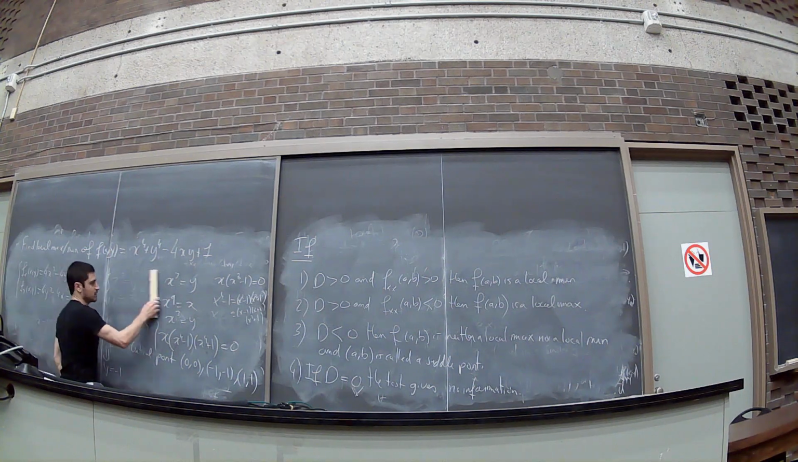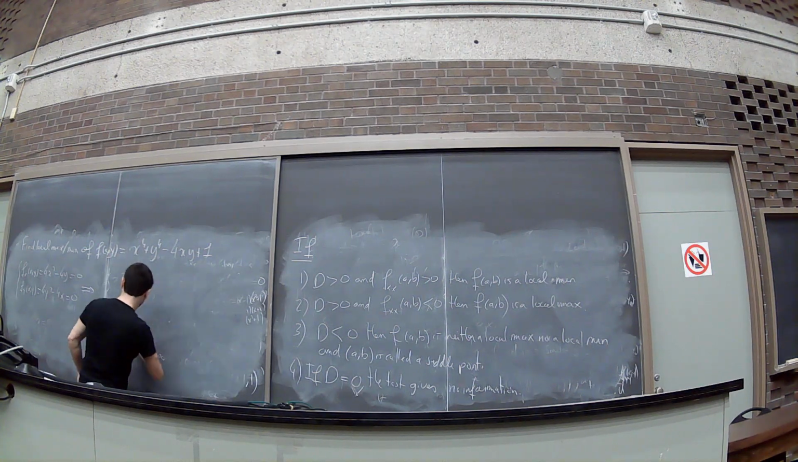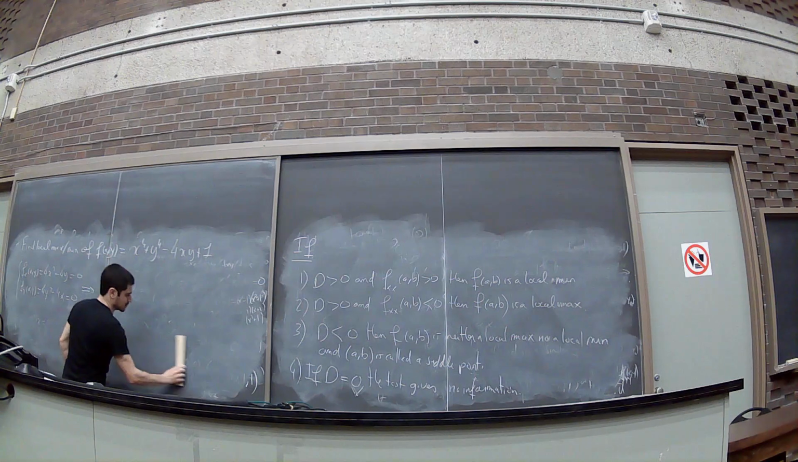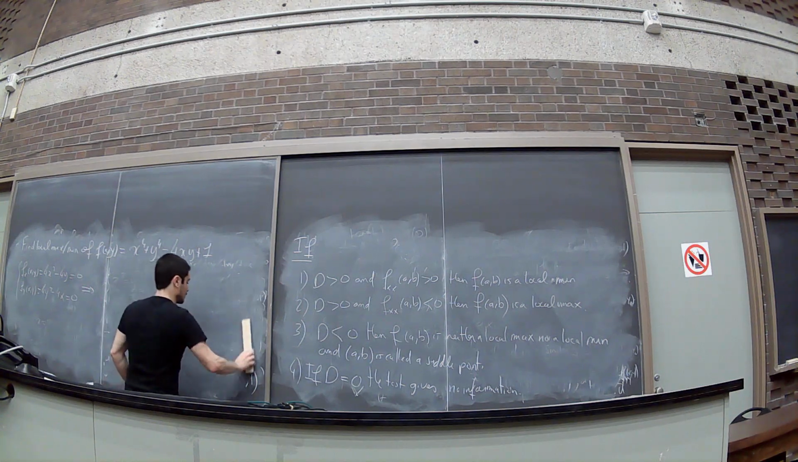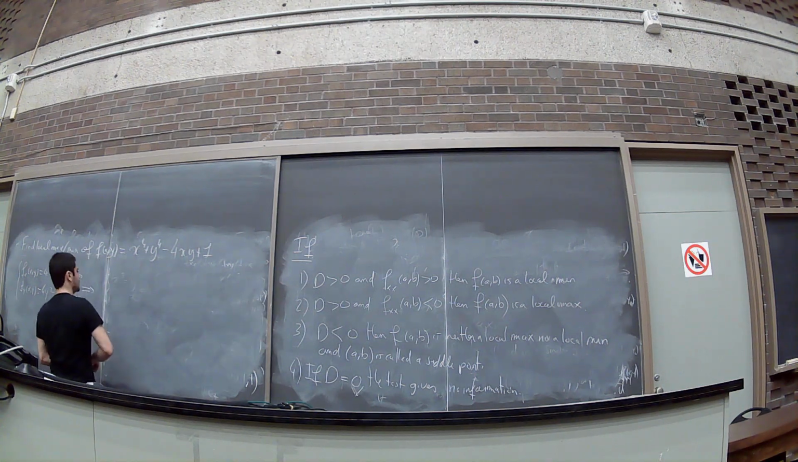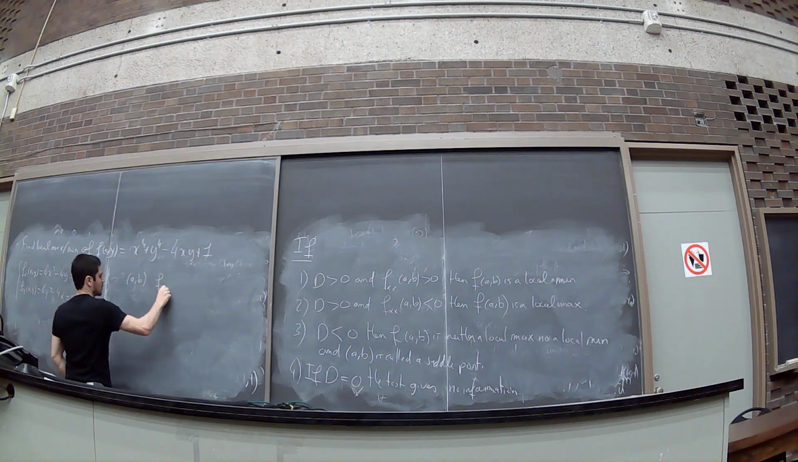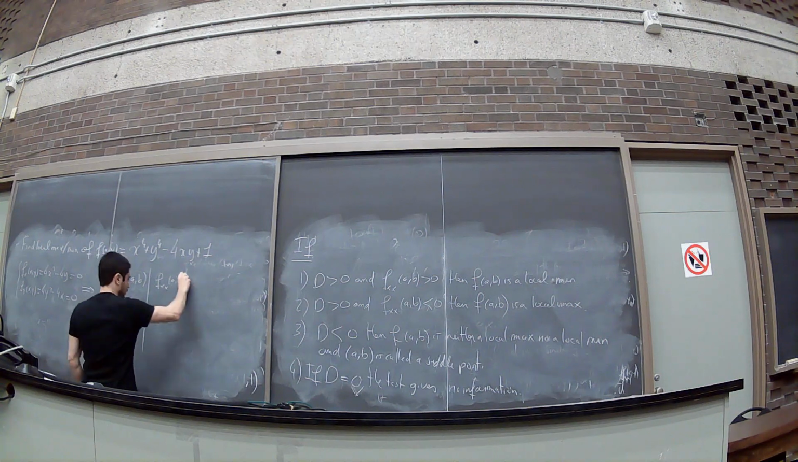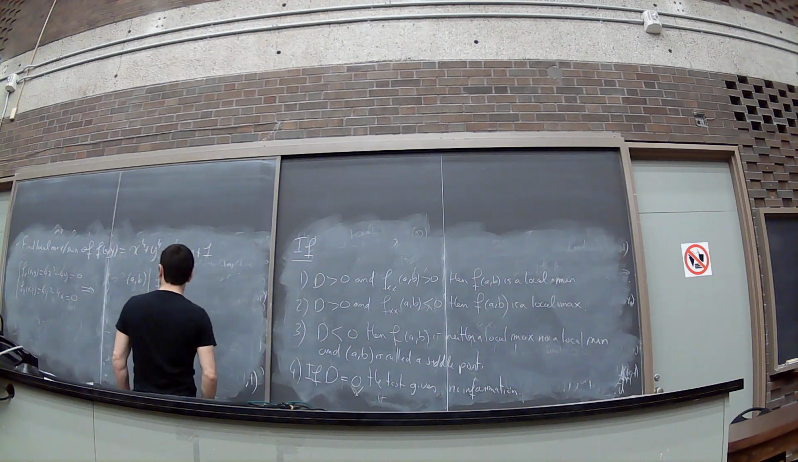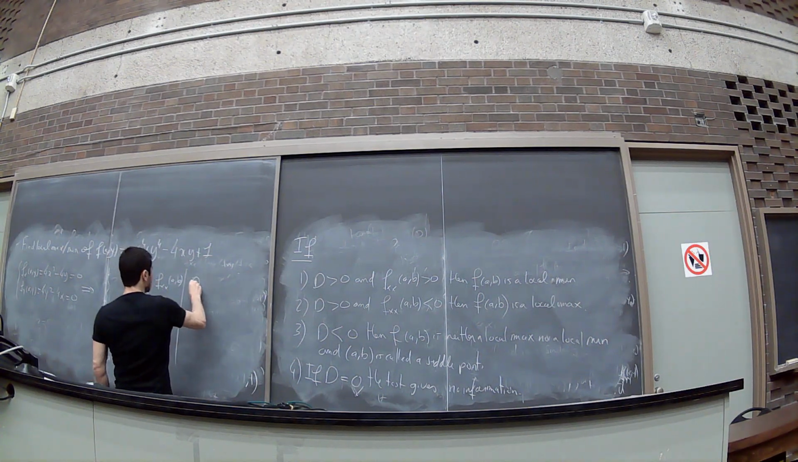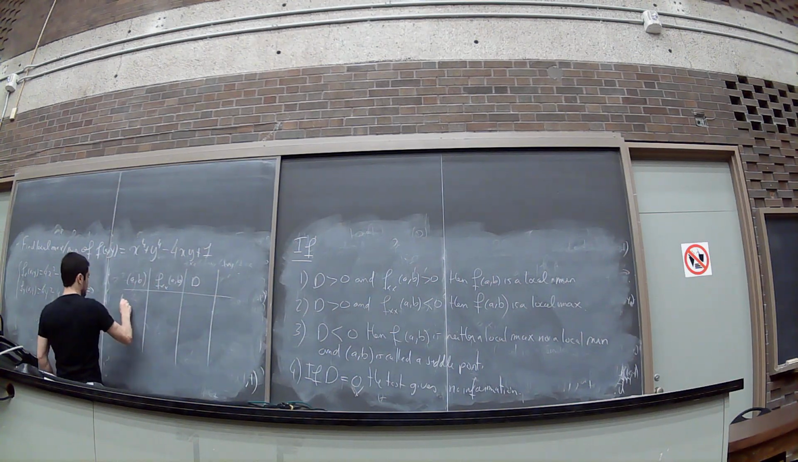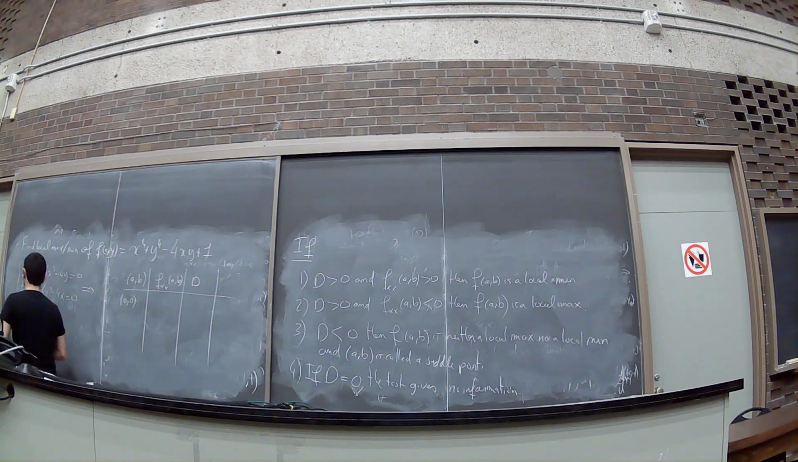Now the way I prefer to do it is this one. You plug in your point (a, b), and you compute D, and then you classify. So what is your point (a, b)? 0, 0. Let's compute the second derivative.